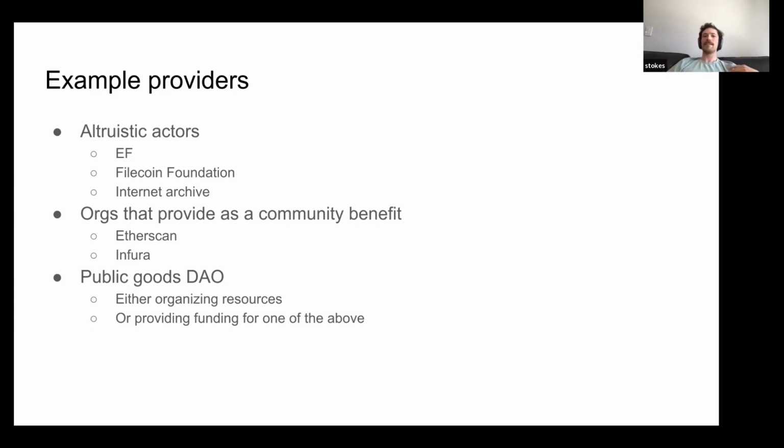Anyway, the point is, the position of the EIP is that there are probably many players who will do this, and we just need a few, and so we're good there.